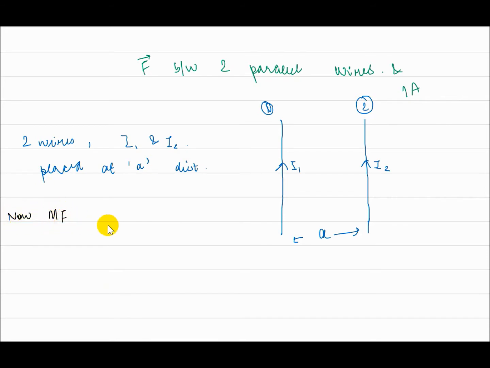Now, magnetic field due to wire 1 on wire 2. Magnetic field that the second wire will face because of wire 1 will be equal to B1 is equal to μ0 I1 upon 2 pi A, cross.